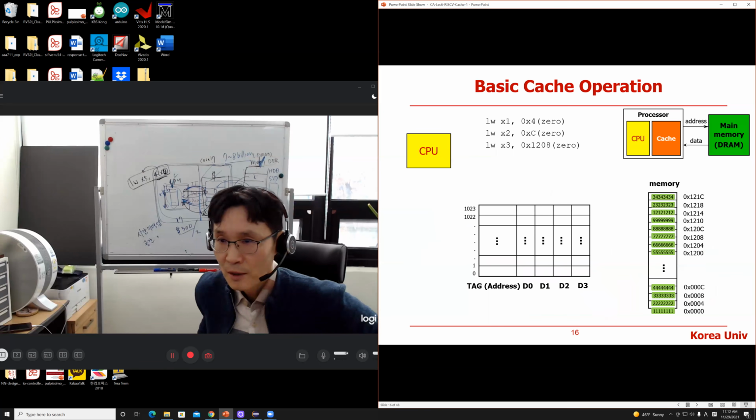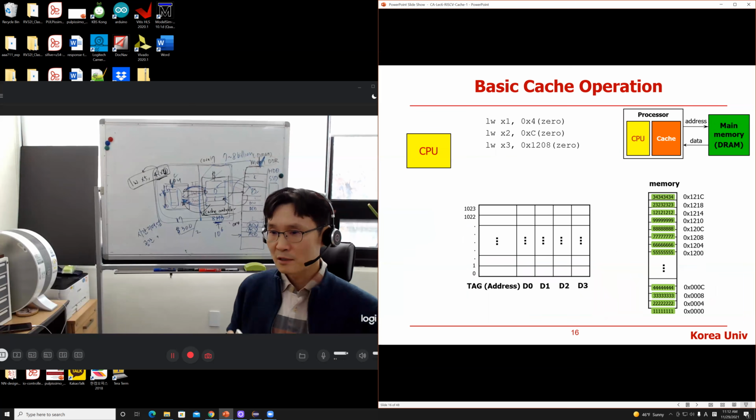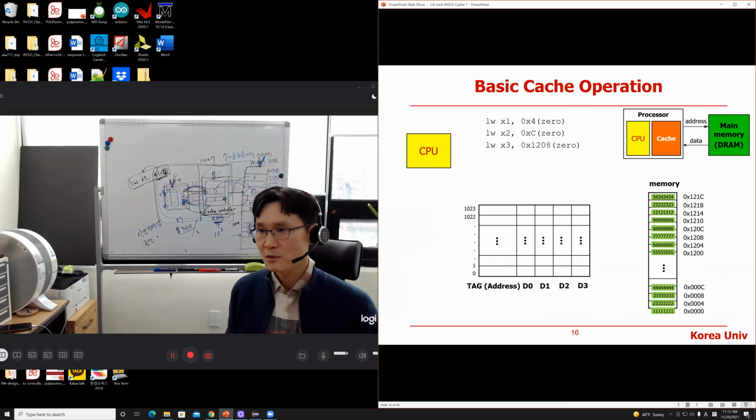Okay, so basic cache operation first. I prepared this slide for those of you who are eager to know the cache operation first. So before we talk about detail, a big picture, a little bit detailed, but big picture. So here, that is the cache. Okay, we have the CPU. I color coded: yellow is CPU, and green is main memory. We have main memory in green, and the cache is located in between.